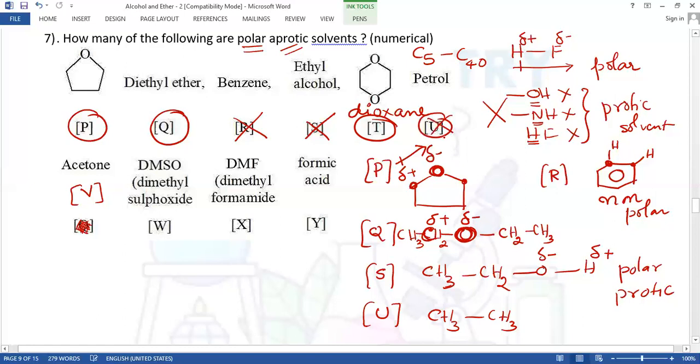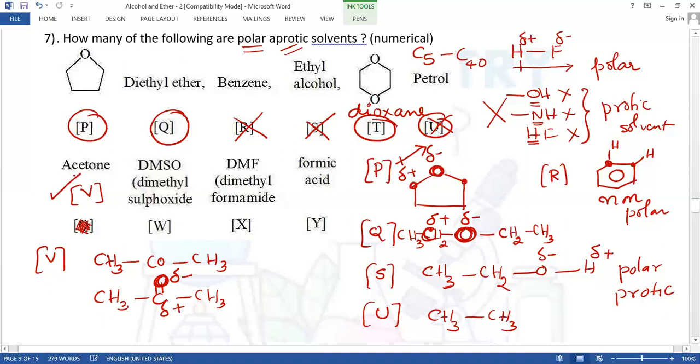Then we'll go for V. V is acetone. What is acetone? Acetone formula is CH3COCH3, propanone, or I can also write CH3, C double bond O and CH3. Oxygen is more electronegative, carbon is electropositive. So it is polar, but oxygen doesn't have hydrogen here. Therefore, this is a polar aprotic solvent. So V comes into the picture.